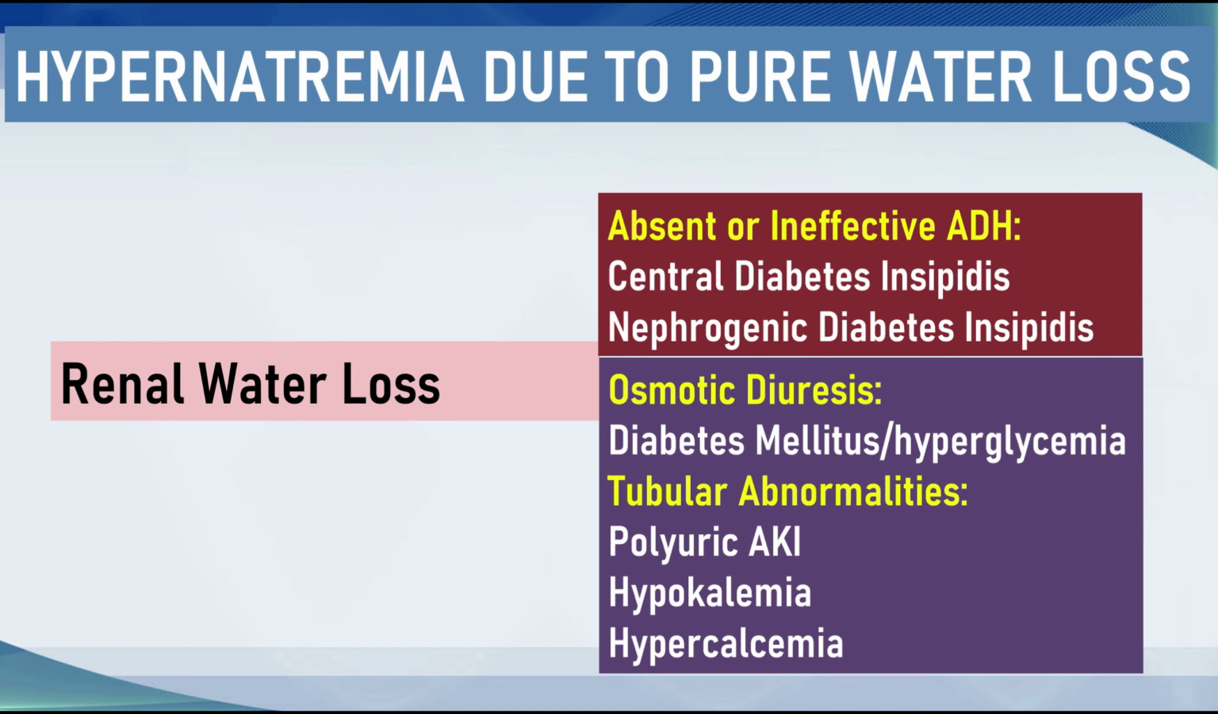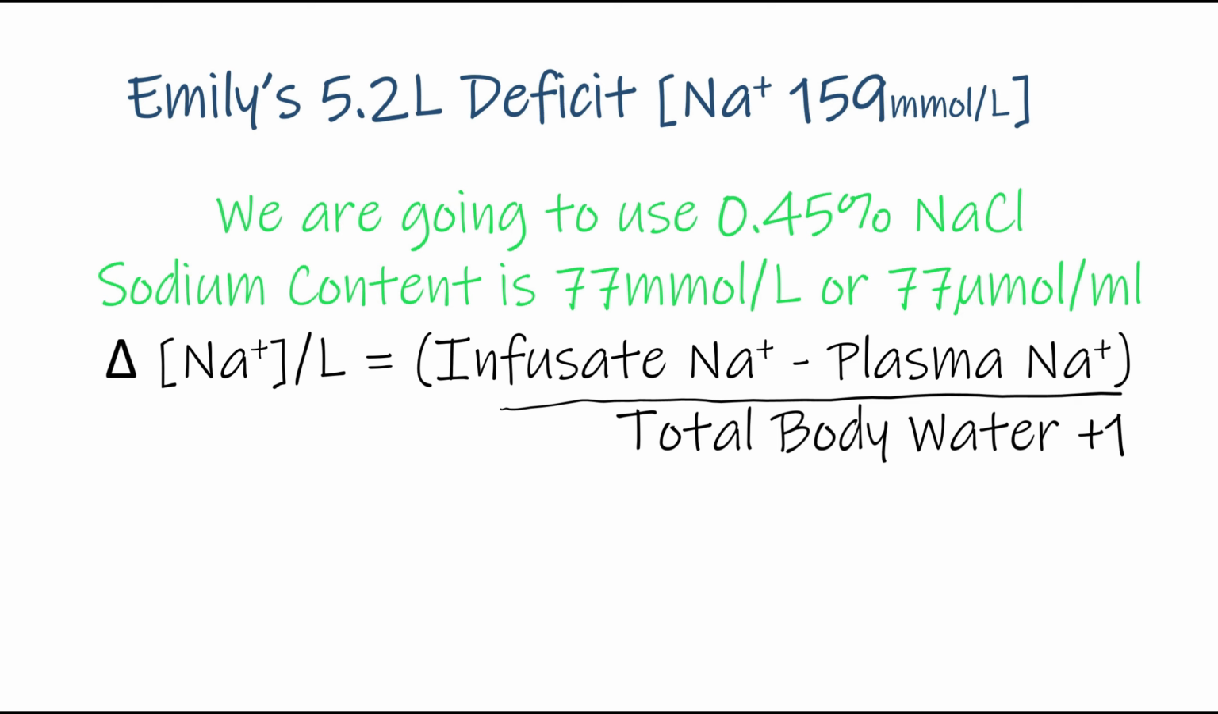So we're going to give 0.45% saline to Emily, and the sodium content of this is 77 millimoles per litre or 77 micromoles per mil. Just to remind you of the calculation, the change in sodium per litre, so this is per litre of the fluid that we are giving her, is the infusate sodium minus the plasma sodium divided by the total body water plus 1.